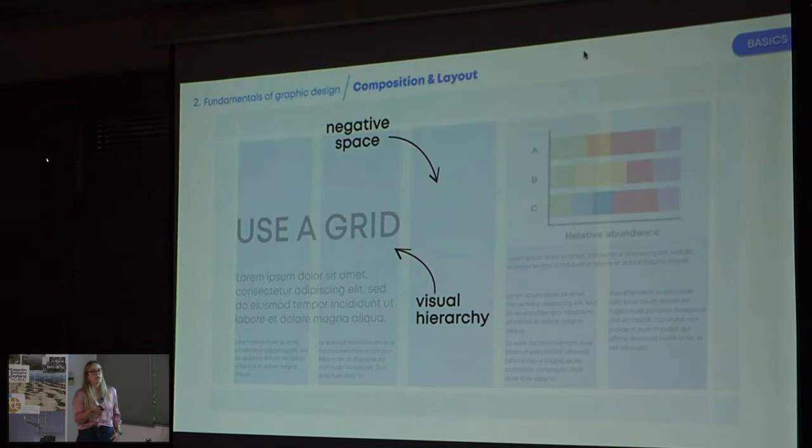Another very important thing is to create negative space. This is consciously leaving white spaces in your design so that it breathes and it's easier to read and avoids clutter and chaos. Another way of applying composition correctly is using visual hierarchy. This means arranging elements from the most important to the least important, or at least deciding what you want your audience to focus on first.